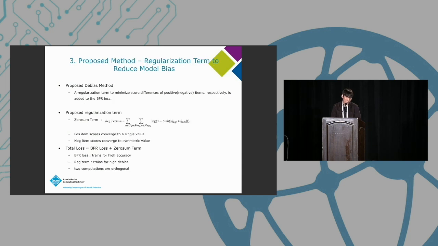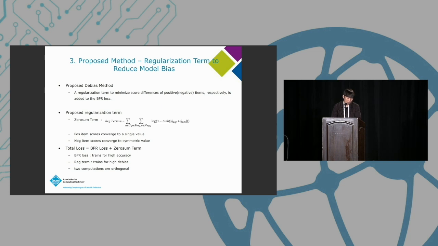So now we know that the model bias can occur. We want to solve it. To achieve this, we propose a method of using a regularization term to minimize the score differences of positive and negative items respectively, to be used in addition to the BPR loss. We propose the zero-sum term.